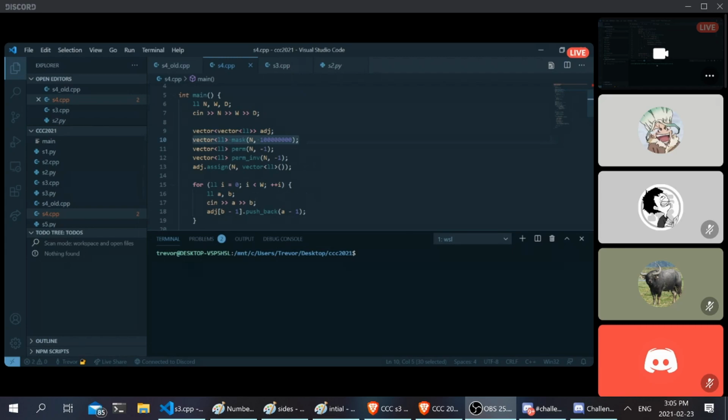And then I initialized the mask. Oh wait, I can't switch back to paint. So I initialized the masks, and in this case, I initialized everything to infinity for now. I just called infinity 100 million. And then I made a vector called perm, and perm is the route of the train, of the subway.